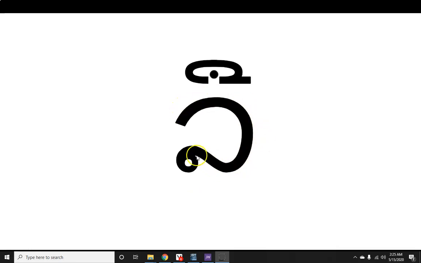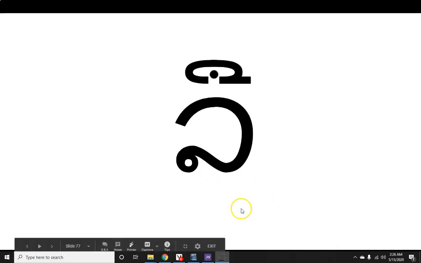So what letter is this? Okay, if you said law, you are correct. Law, and then what vowel is this again? Is this short or long? Okay, if you said long, you're correct. Now which one is it? Sala. Right? Okay, so le. Okay, very good.